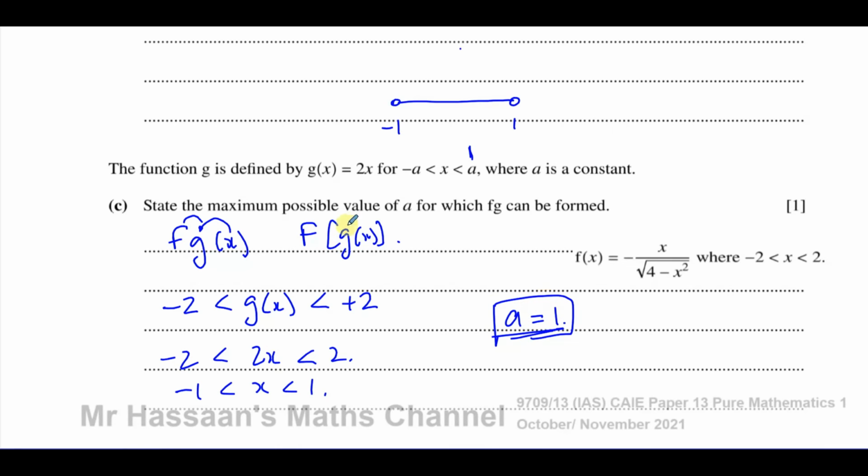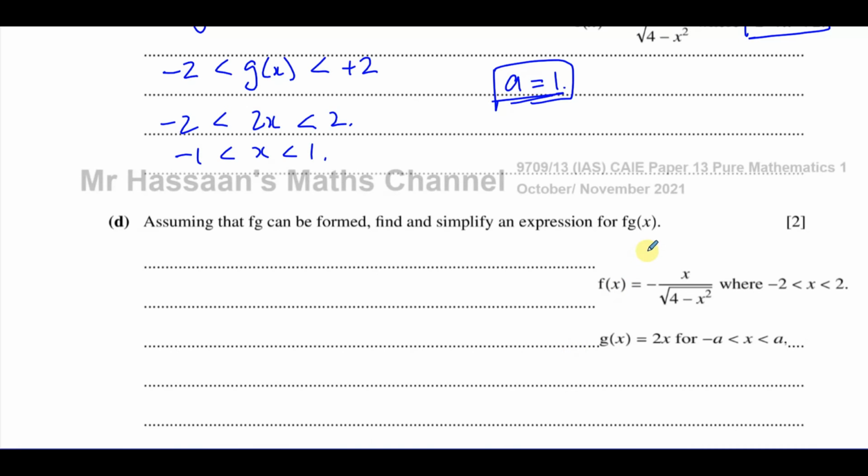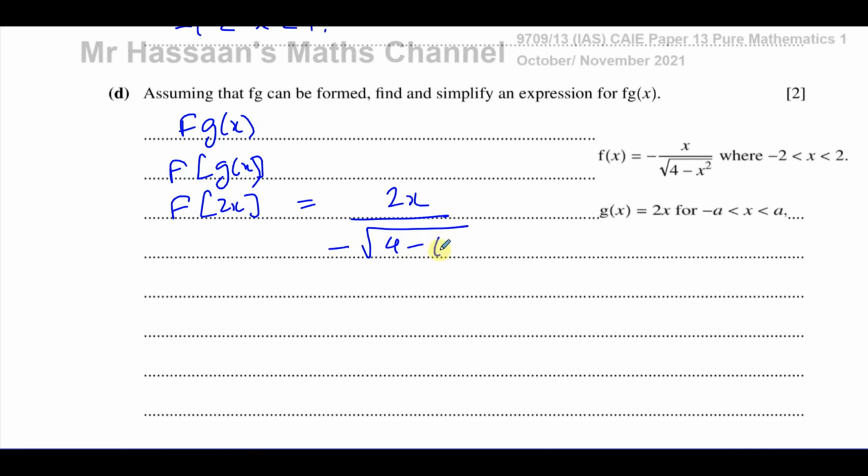Alright, so the output of the inner function must fulfill the domain condition for the outer function. It has to be within the range of values. So the biggest value of a is 1. Then it says, assuming that f of g can be formed, find and simplify an expression for f of g of x. So basically we have to just replace the x. f of g of x means replace the x in function f with what g of x is. So we take the function f, replace the x with 2x, and we have 2x over negative square root of 4 minus 2x all squared.